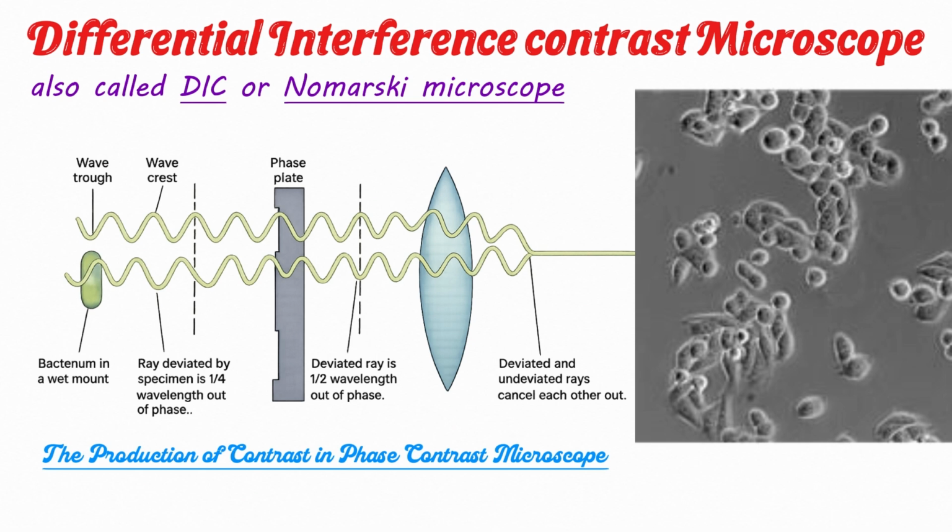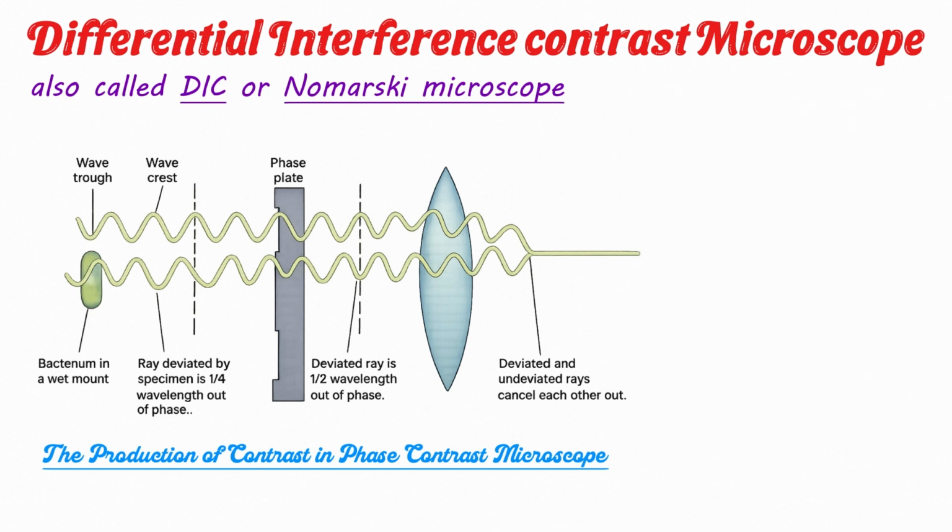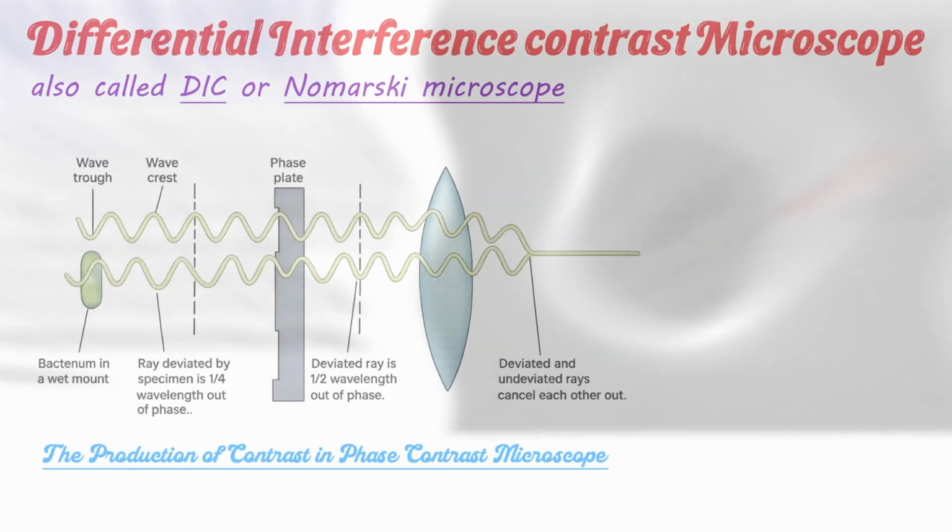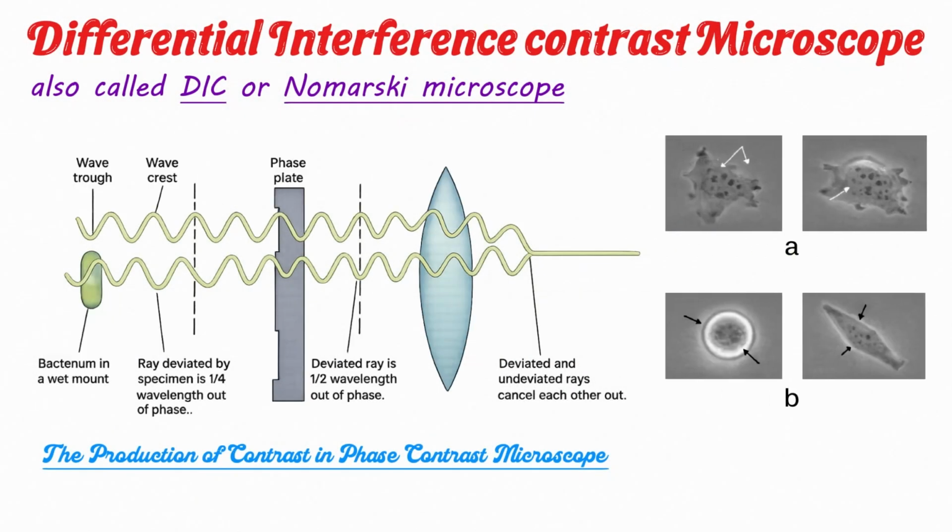One of its main limitations is the formation of halo artifacts. Halo artifacts are bright glowing rings that appear around the edges of the specimen. These rings are not actually present in the specimen, they are optical artifacts produced by the microscope itself. Because of these halos, the boundaries of cells become less distinct, and many fine intracellular structures are difficult to observe clearly. Another limitation is that the image produced by the phase contrast microscope appears relatively flat and lacks depth. As a result, the surface details of transparent specimens cannot be appreciated properly.